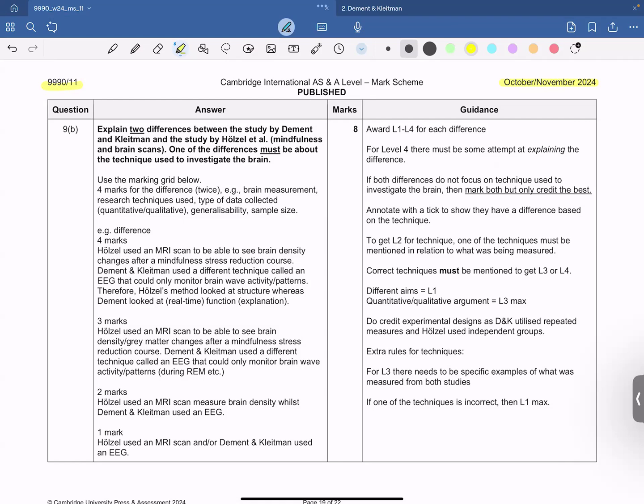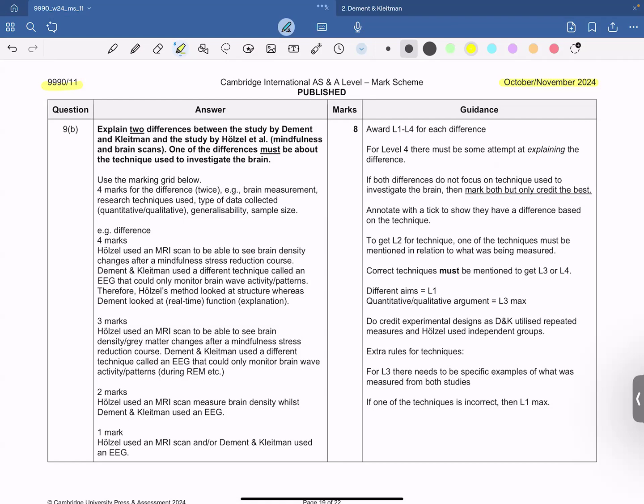The first one was conducted by Dement and Kleitman, and this research was on sleep and dreams. And the second one, the study conducted by Holzel et al. This study was about mindfulness and brain scans. We'll focus on two differences between these two studies and how to structure a high-scoring answer.